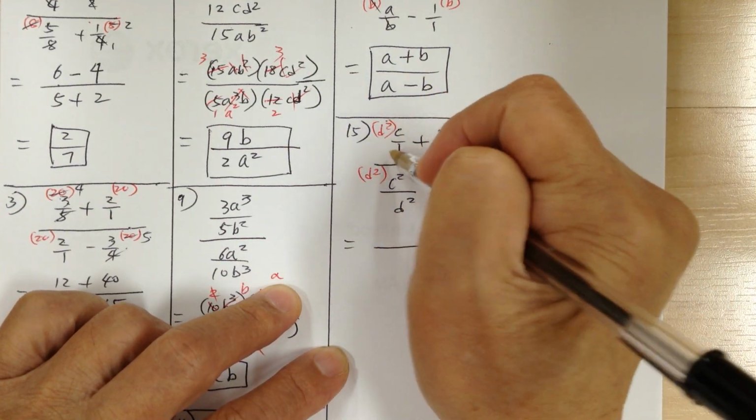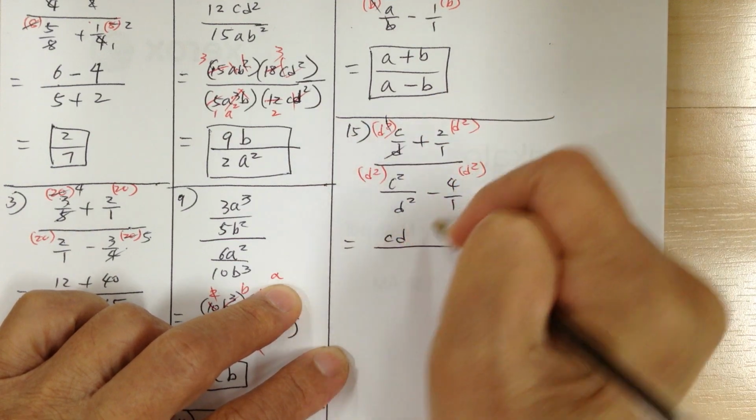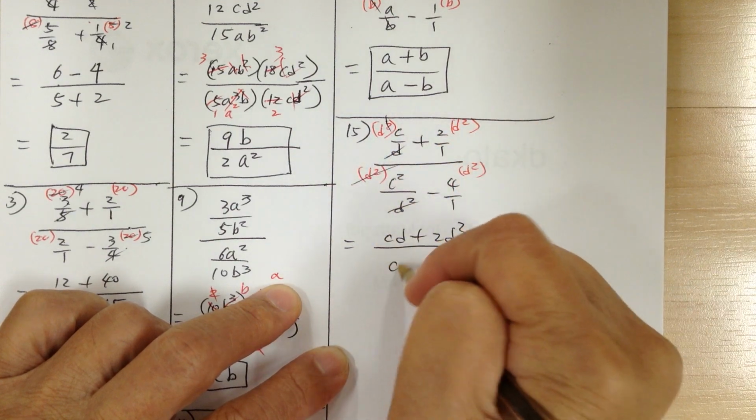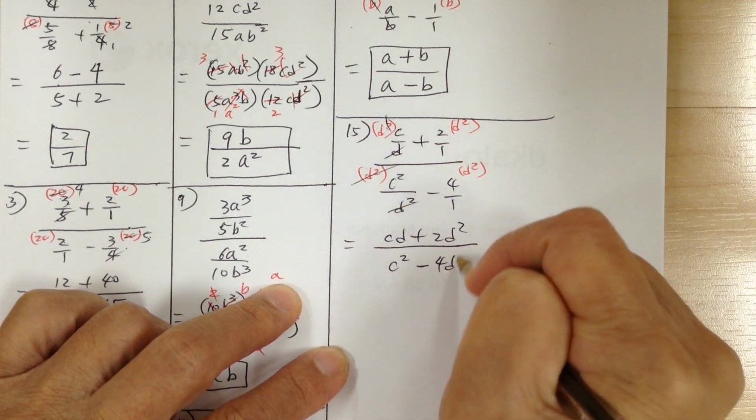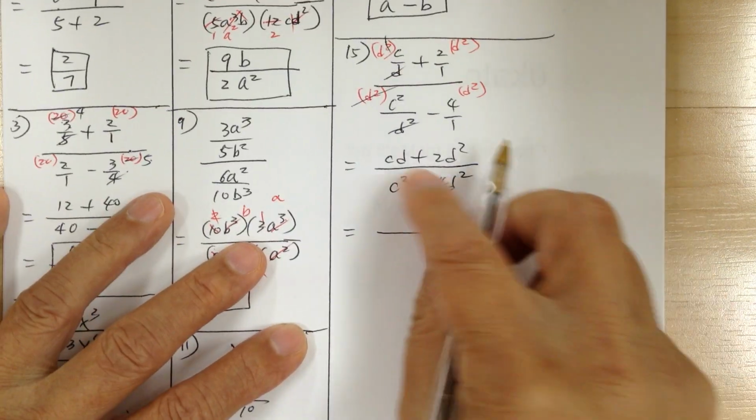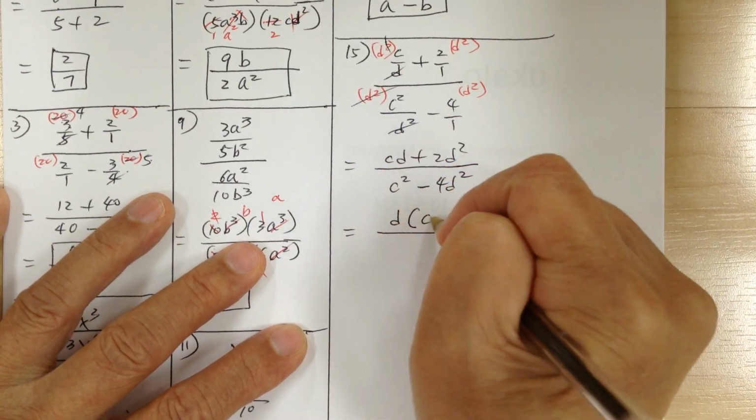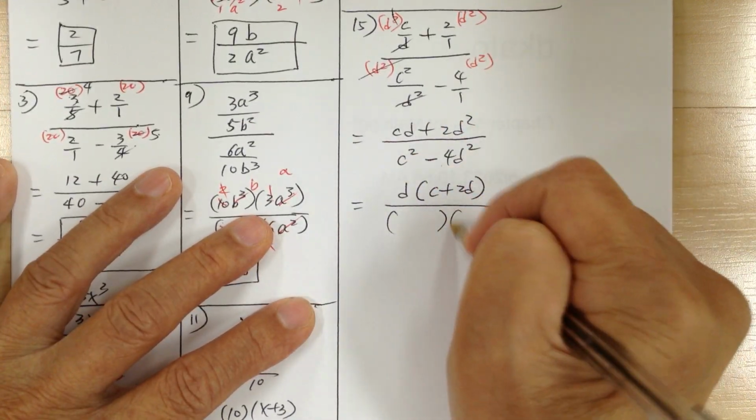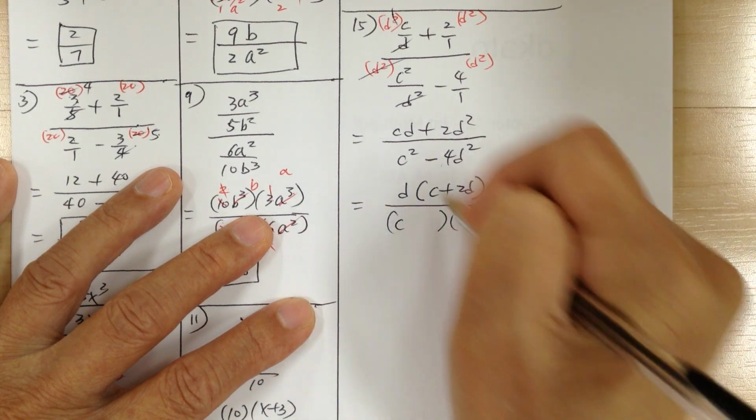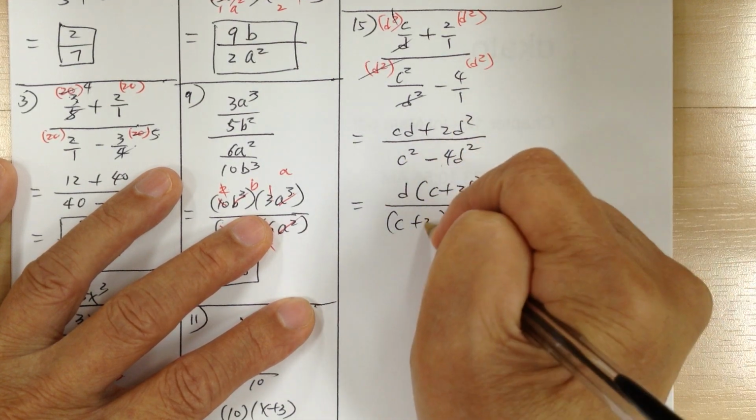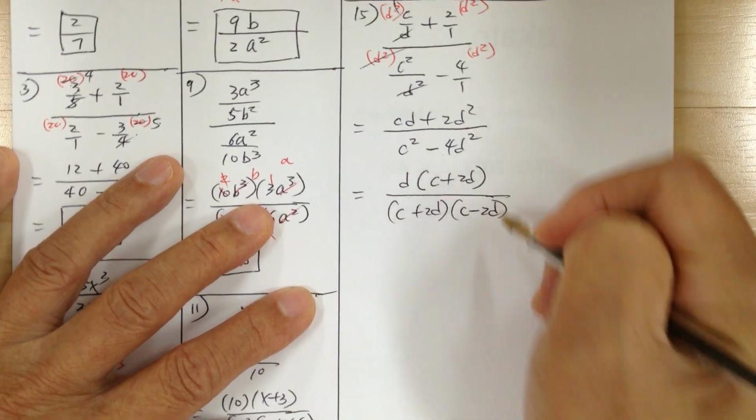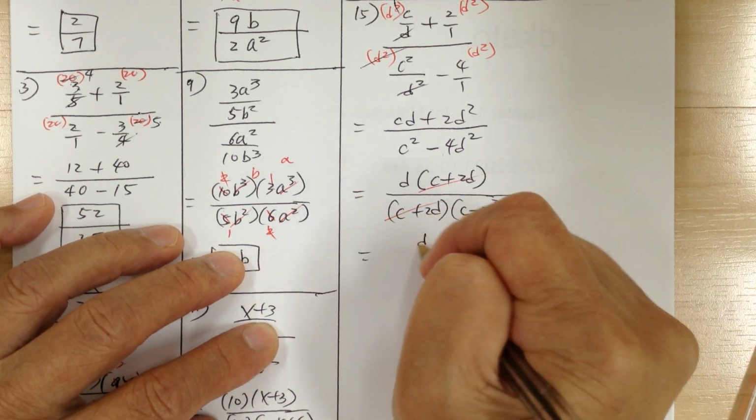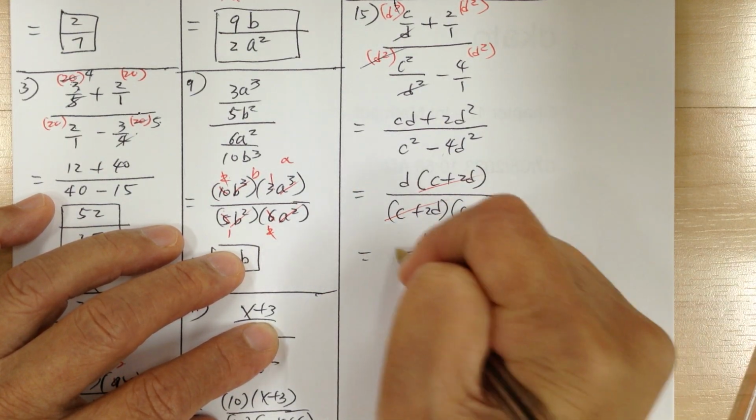So d and d squared cancel out, so you end up with the d, so it would be cd plus 2d squared. Over here, the d squared cancel out, so you got c squared minus 4d squared. Okay, then you have to do factoring, so you got d, you can factor the d, so it'd be c plus 2d. Over here, this is the difference of squares, so that's your step 2a. So it'd be c times c give you c squared plus minus 2d d. Okay, and then c plus 2d will cancel out. So your answer would be d over c minus 2d.